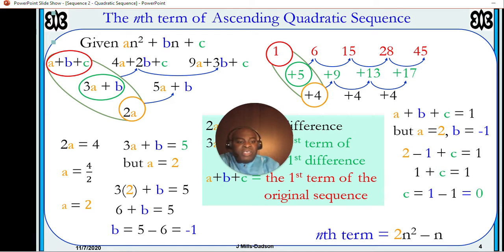Let's try and see if that is true. Pick a term. 15 is the third term, so it's the third position, so n is equal to 3. 3 squared, 9. 9 times 2, 18. 18 minus 3, 15. It works.